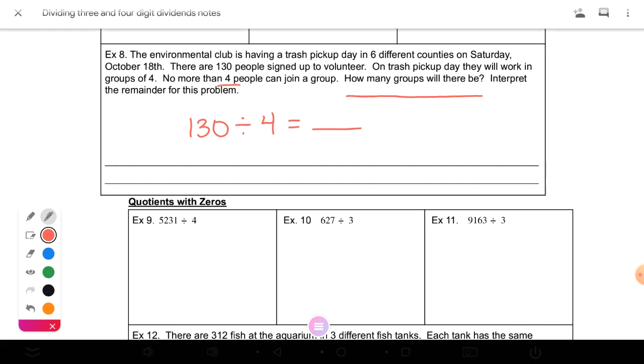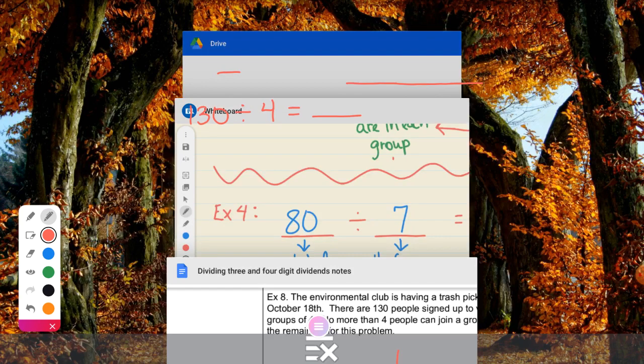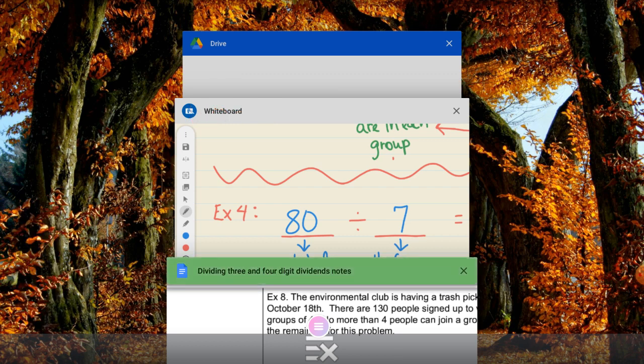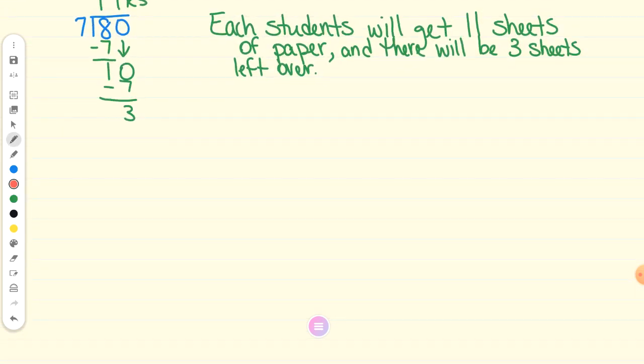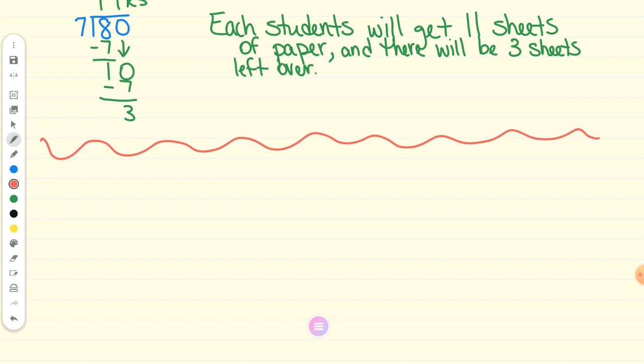Okay, now I'm gonna go to the other paper real quick. Oh, get rid of that. Go here. Scroll up. Okay, and this one's example 8, right? Mm-hmm. Okay, example 8. 130 divided by 4 equals blank.